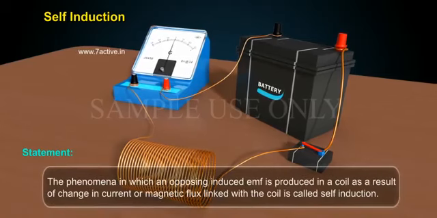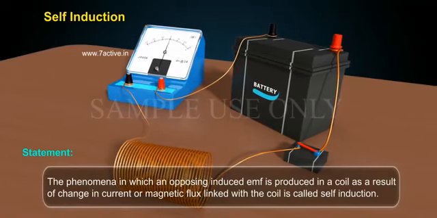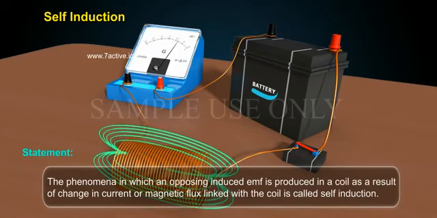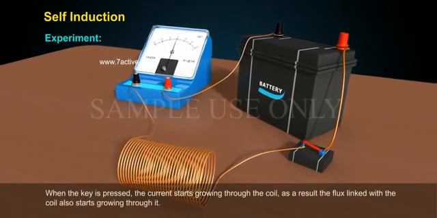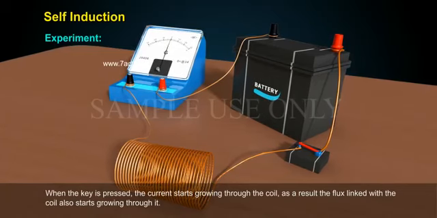Statement. The phenomenon in which an opposing induced EMF is produced in a coil as a result of change in current or magnetic flux linked with the coil is called self-induction. Experiment. Consider a coil connected to a battery and a tap key as shown in the figure. Diagram. When the key is pressed, the current starts growing through the coil.